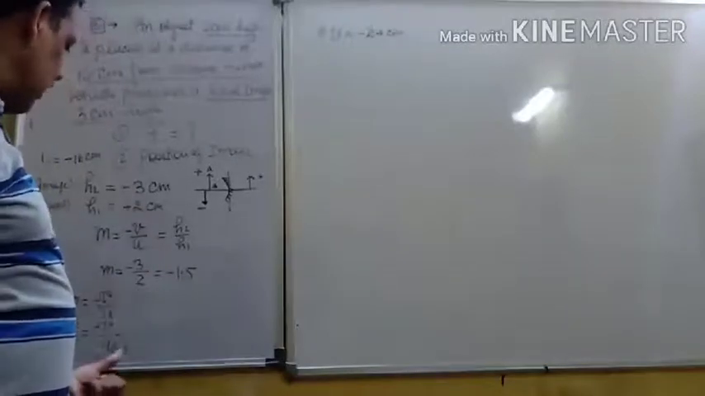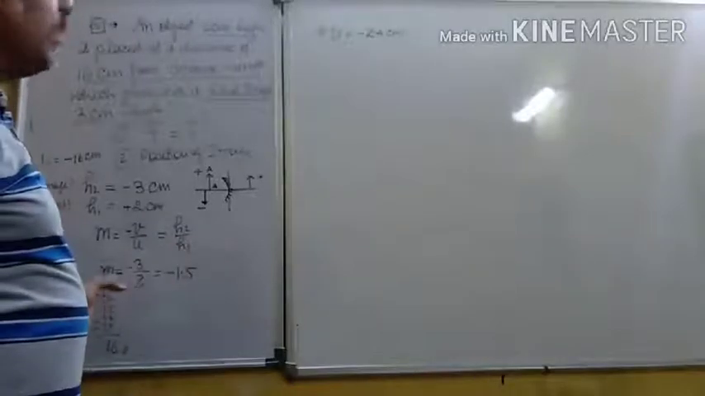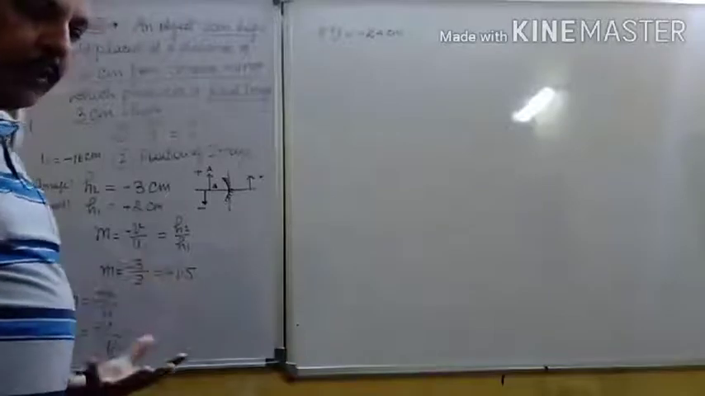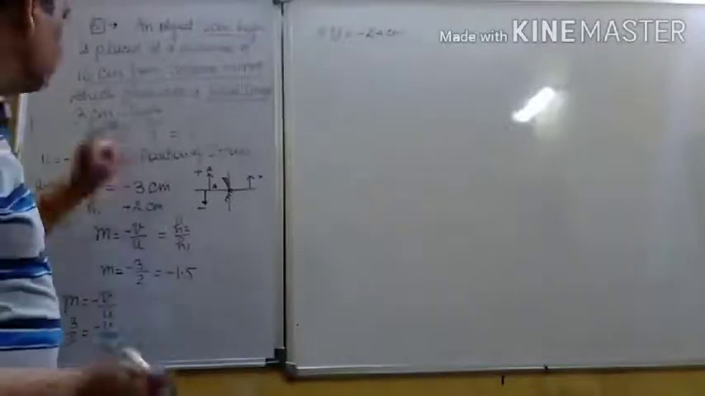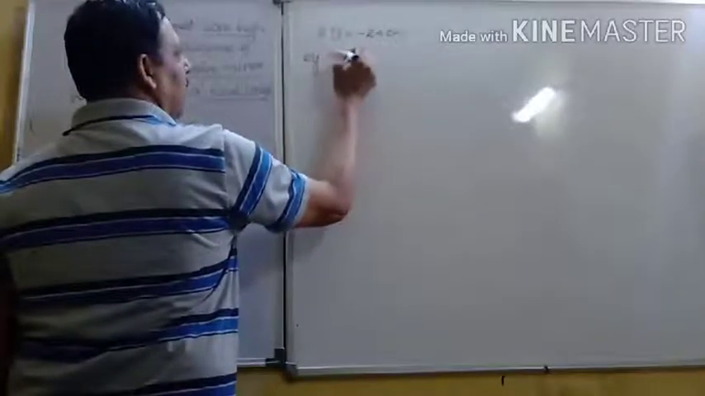Negative sign, what does it mean? The image is forming on the left side of the mirror. A real and inverted image is there. Now we have to find out the focal length, f. So we will use the mirror formula.